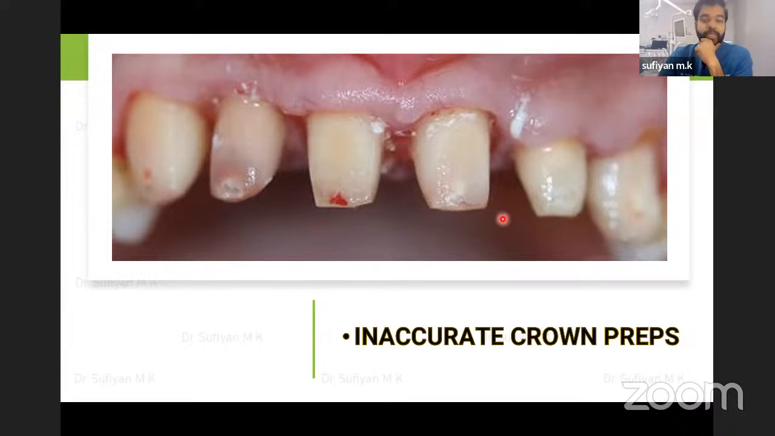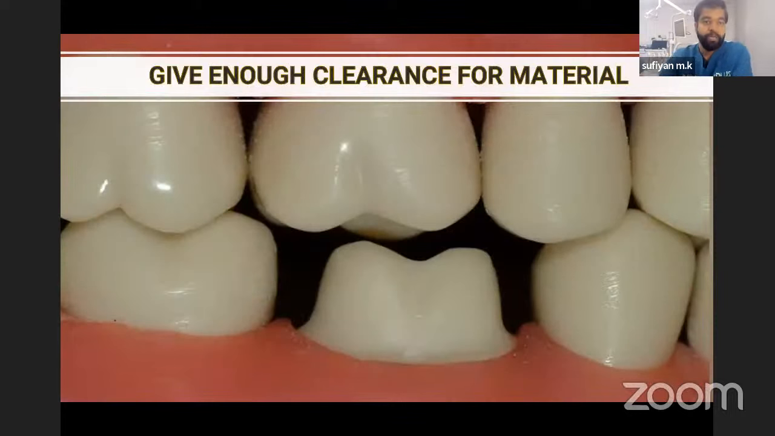So crown preparations should be equal. Clearance should be uniform in all the areas, right? And the thickness of tooth reduction should be uniform so that the new crown or prosthesis which you are giving also has the same thickness, and you are giving a good clearance to the lab technician to work on. Give enough clearance for the material.